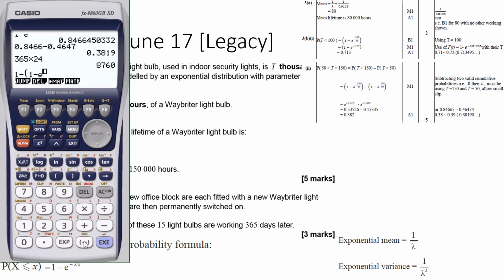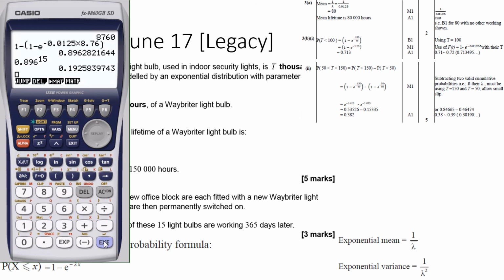Because it says are still working, that means they break after this amount. So because this is a more than, we do 1 minus this probability. Notice how I'm using 8.76. Now this gives me the probability that one of them is still working after a full year. Because it says all 15, just like with the normal we did before, bulb number 1, bulb number 2, times by, times by, we're going to use power 15.